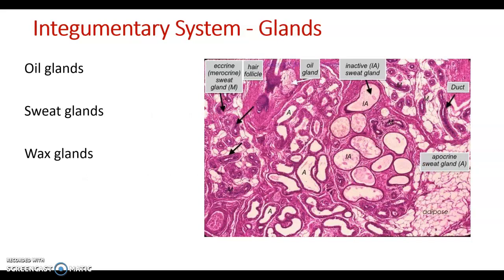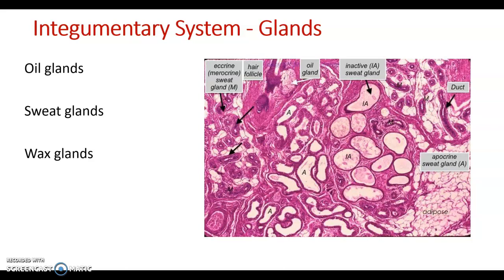And glands are going to be the last group of things that are embedded and found within those layers of the skin. We have oil, sweat, and wax glands. Oil glands are found anywhere on the body that a person has hair. And they secrete oil to lubricate hair and skin, and then also inhibit the growth of bacteria. When an oil gland becomes clogged and the secretion builds up, that's what causes acne.